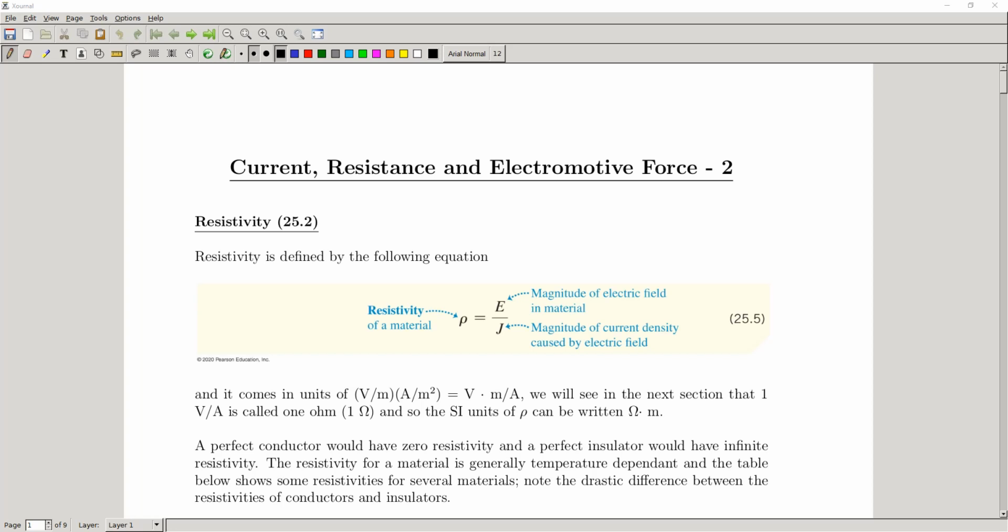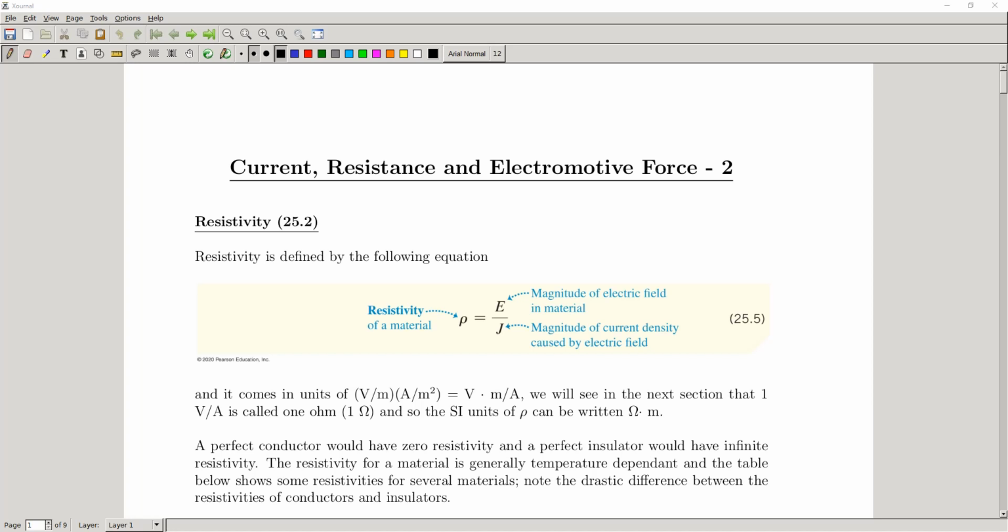So let's start by looking at section 25.2. In this section we're going to be talking about resistivity. Resistivity is defined by the equation that we see here, 25.5. Our resistivity, which we give the symbol rho, is defined as the magnitude of the electric field over the magnitude of the current density caused by that electric field.